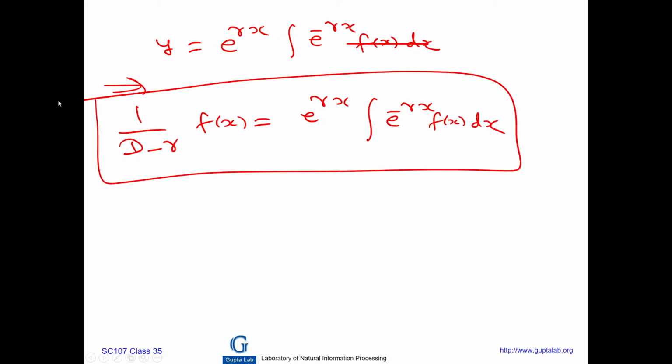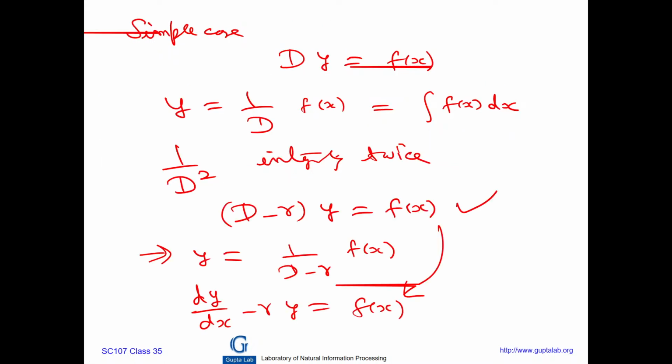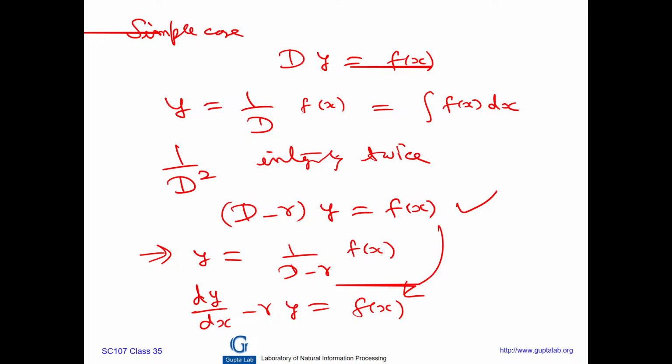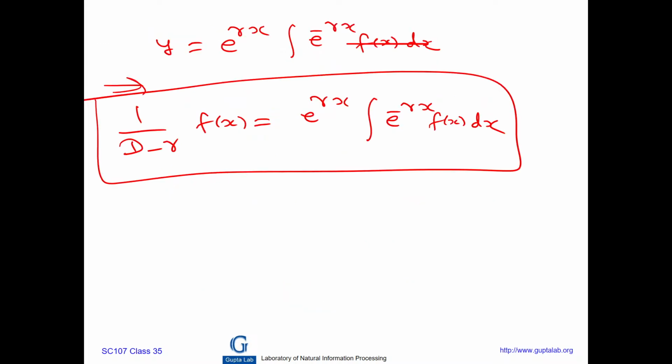Nice formula. Because the first order equation I know how to solve, I just use it. So whenever 1 over d minus r times f of x is there, we are going to write something like this. And this formula is now very useful.